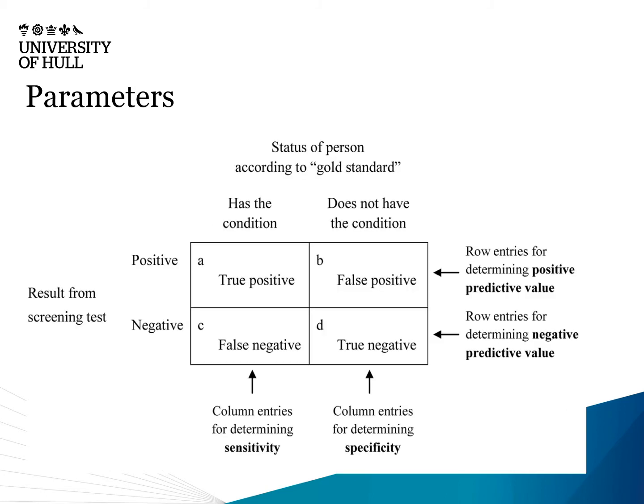So the column entries A and C are used to determine sensitivity. I'll explain these terms very soon. The columns B and D are used to calculate specificity. Rows A and B are used to calculate positive predictive values, and finally rows C and D are used to determine negative predictive values.